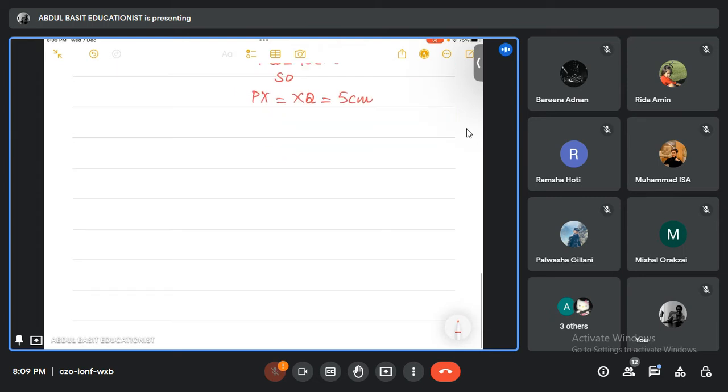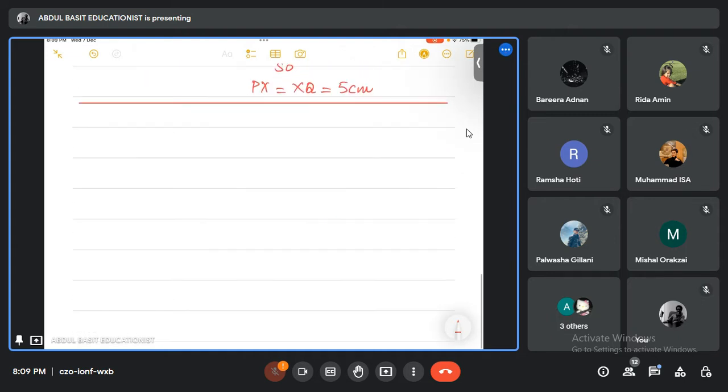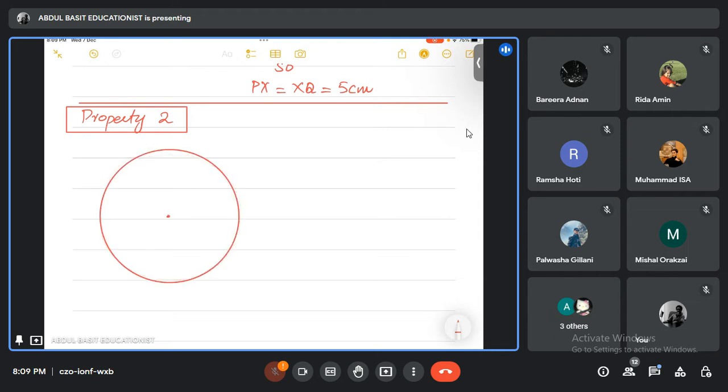For example, this is the second property now. I'll apply the first property twice in a single circle. How? Check. Property number 2. Let me apply property number one twice in a single circle. For example, like that. So let me name it. For example, this is called AB and this is called CD.